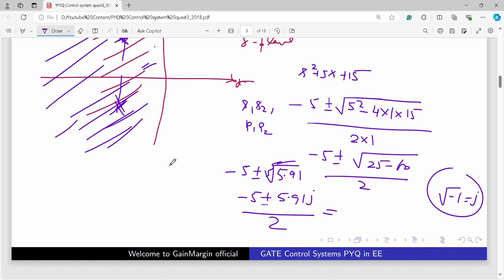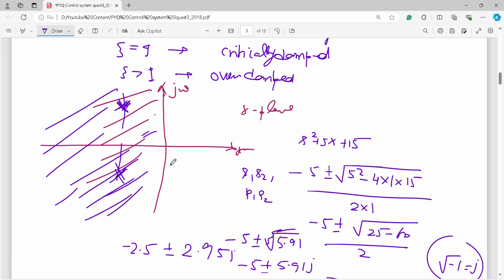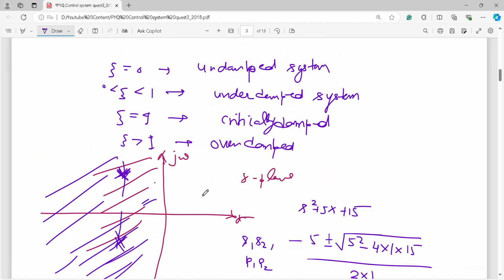So what is the final value? Plus minus 2.5. This is a 2. I am dividing the 2 values by 2. All right, so these are the roots for this underdamped system. In case of an underdamped system, poles would be complex conjugate.